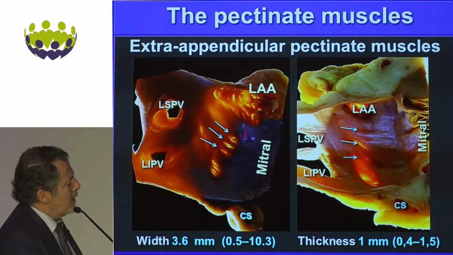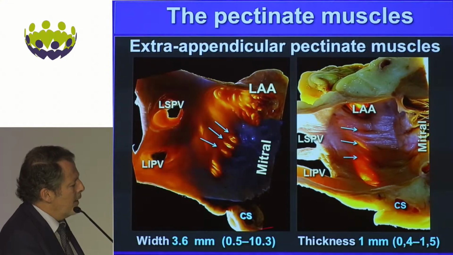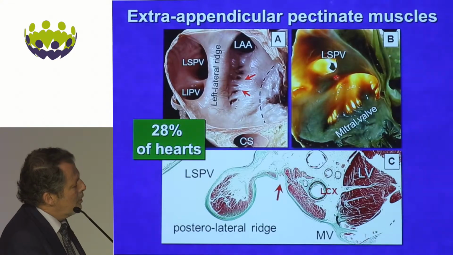Here you can see the pectinate muscle, thickness 1 millimeter, with a range between 0.4 to 1.5, and the width with a mean of 3.6 millimeters. Here you see the left atrial appendage and the orifice of the left atrial appendage, the pectinate muscle. Please note the tissue in between the pectinate muscles, and the extra-appendicular pectinate muscle can be seen here. And I think this is also an important anatomic determinant when we are planning the occlusion of the appendage.